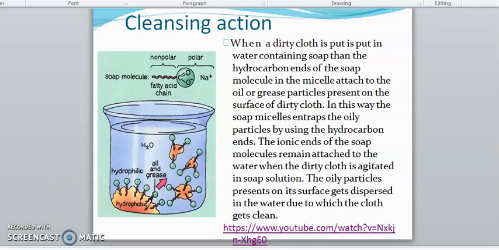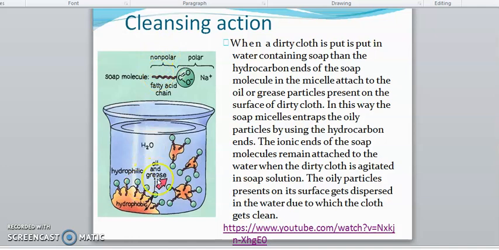Now we discuss the cleansing action of the soap. How can a soap or a detergent clean anything? See, whenever you have a certain dirt in your cloth and it is put in a soap solution, here you have the hydrocarbon part, which is non-polar and which is soluble in fat or oil.